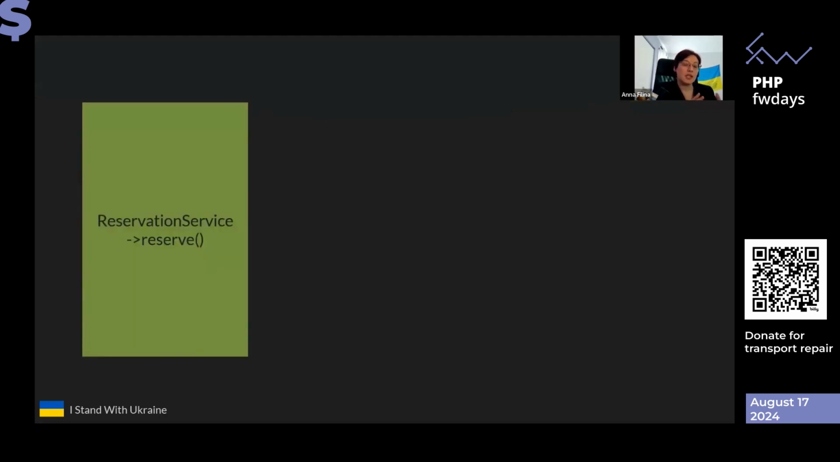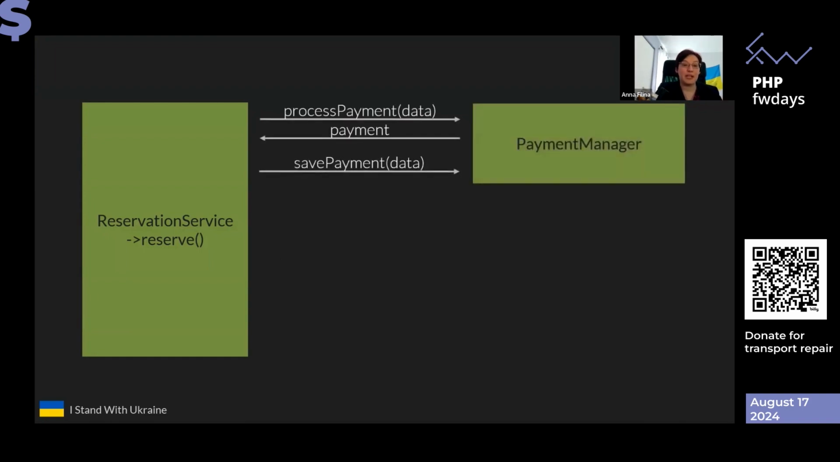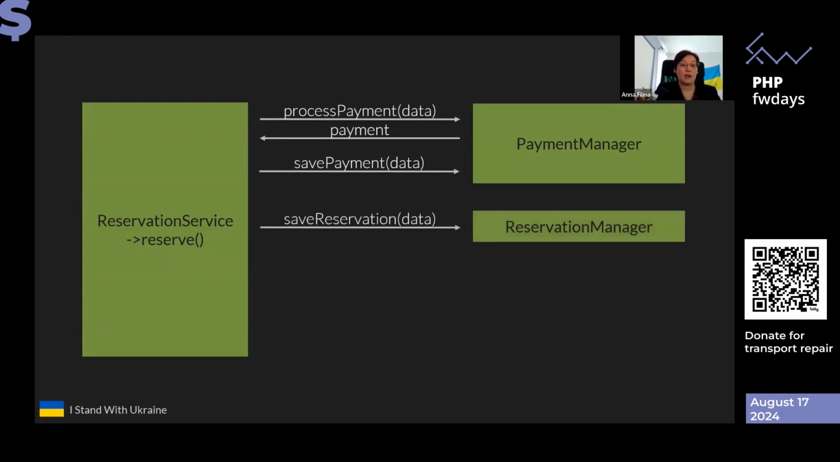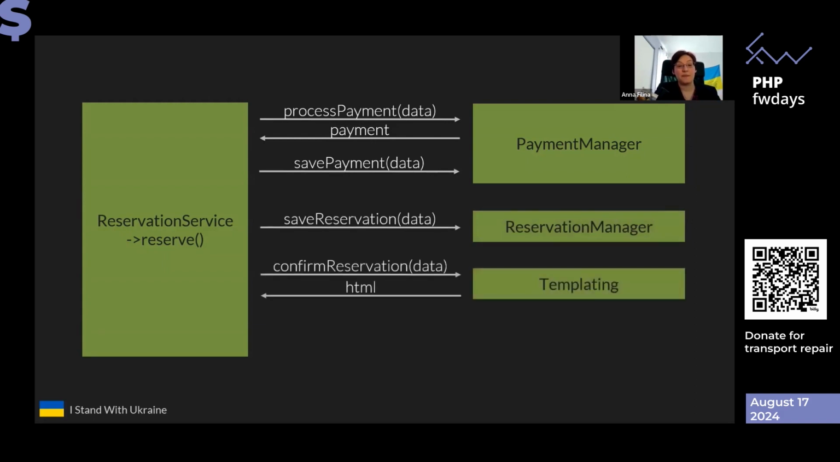So let's look first at an example of code that I very often see. For example, we have a reservation service, which has a reserve method. And then we have a payment manager with which we process the payment by passing some data. And then we get the payment back. And then we save that payment again with the payment manager. And then we save the reservation. And then we confirm the reservation.